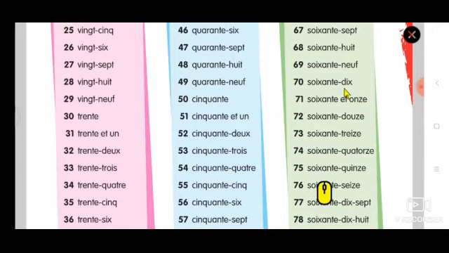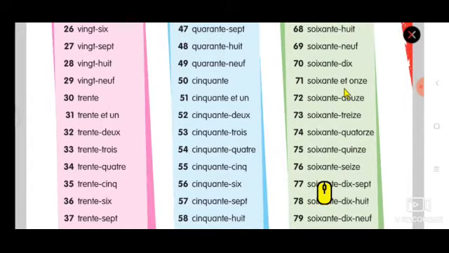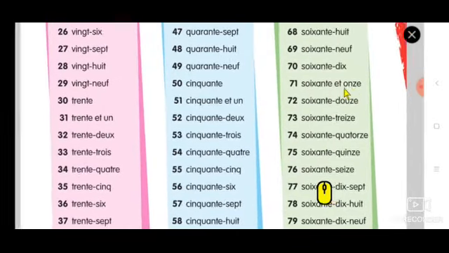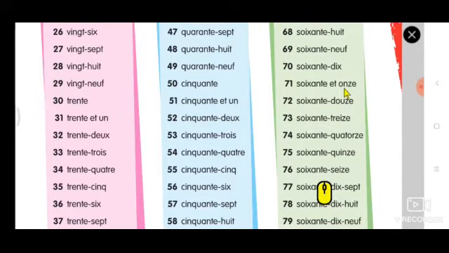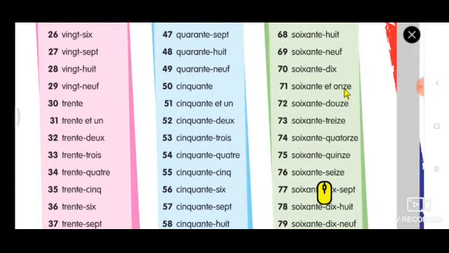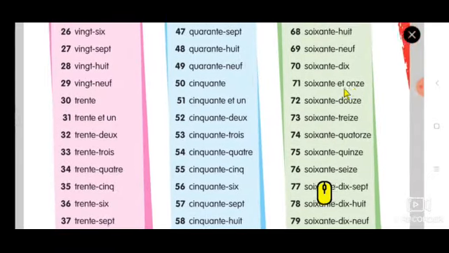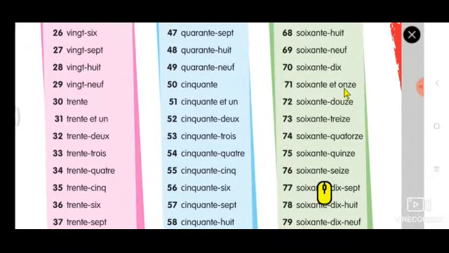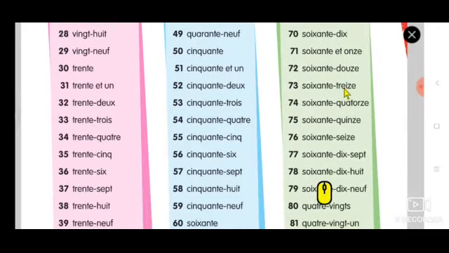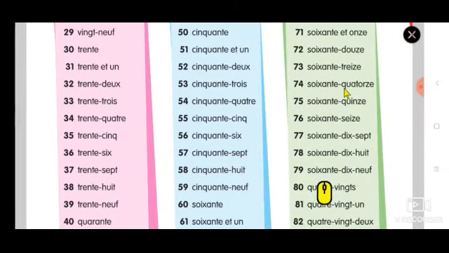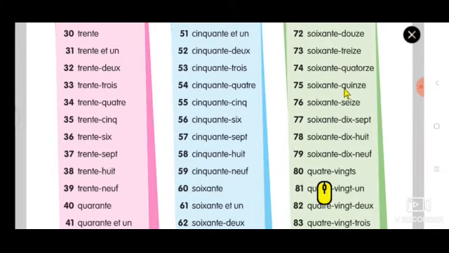Now 71, see how they are writing 71. 60 plus 11. You know 11 to 20, right? Same thing. If you know that, it is very easy. 71, 72, 73, 74, soixante-quinze, 75.